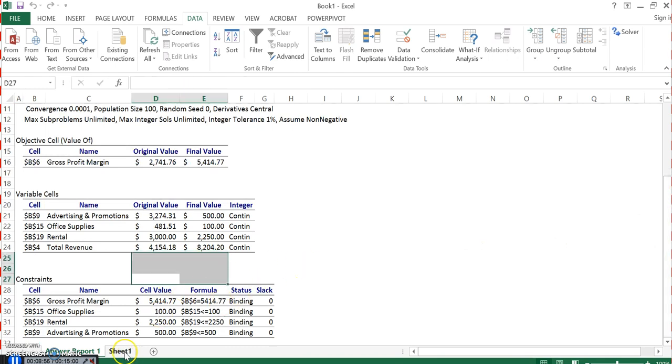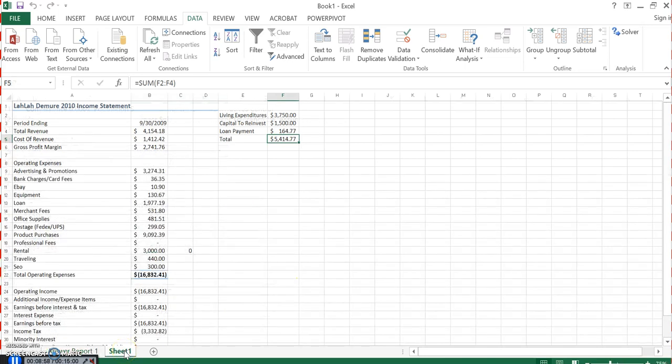All in all, I think Solver is a really useful tool for crunching numbers for anyone who's business minded, who may want to go into business for themselves. I think it could be really beneficial to know in the future.